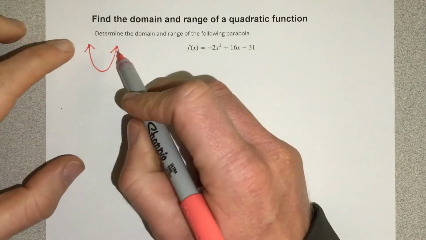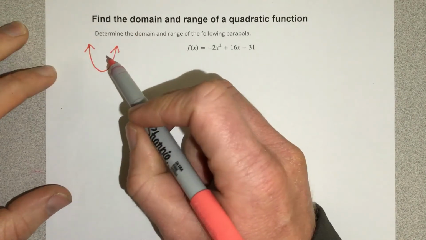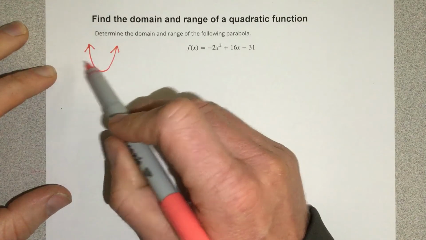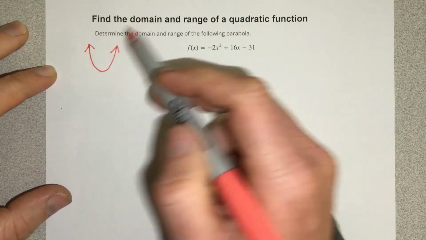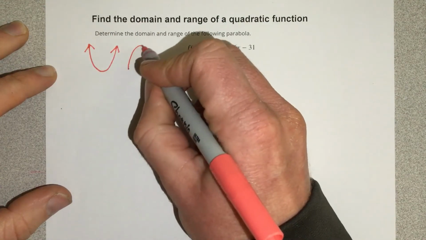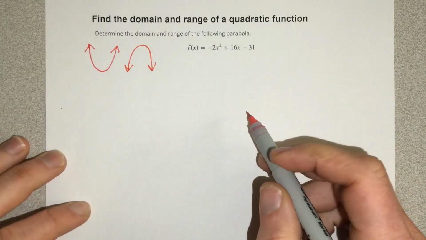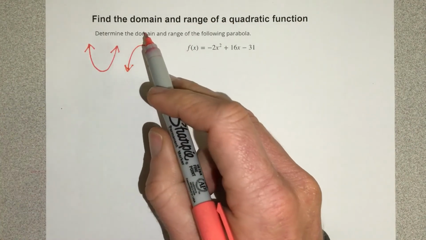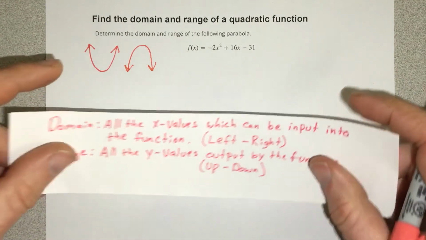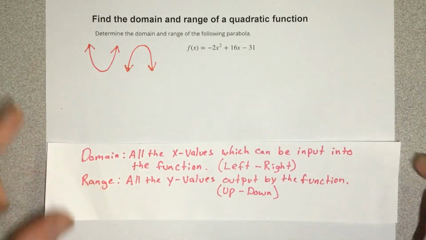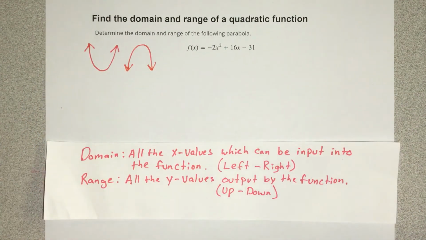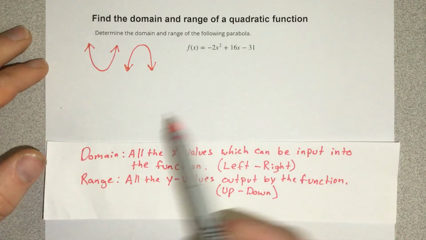So right, this U is getting larger both from left to right and vertically. And then if it's opening down, the same thing, but the arrows are pointed downwards. So when we're talking domain, if you remember, the domain is all the x values which can be input into the function, so we're talking left to right.